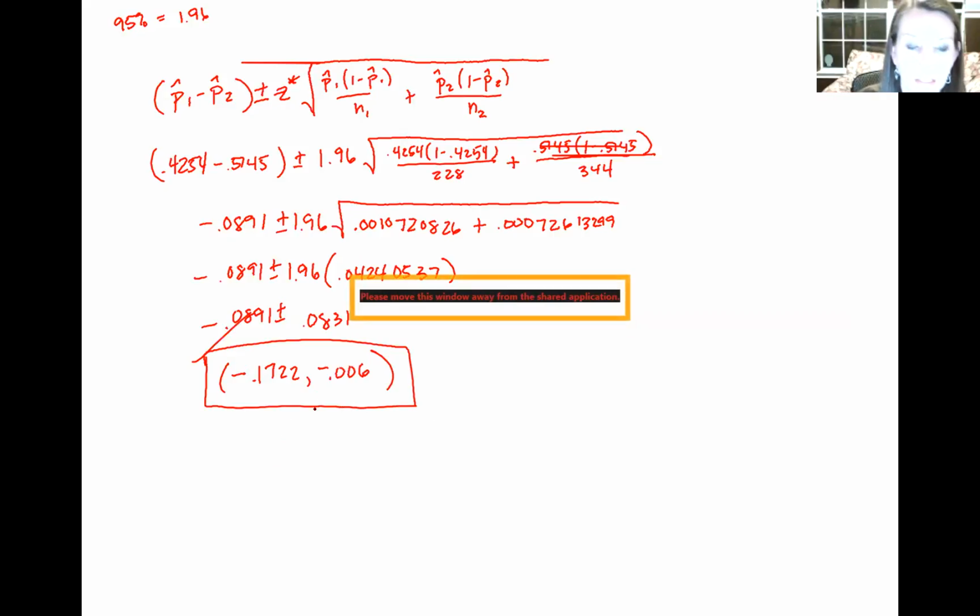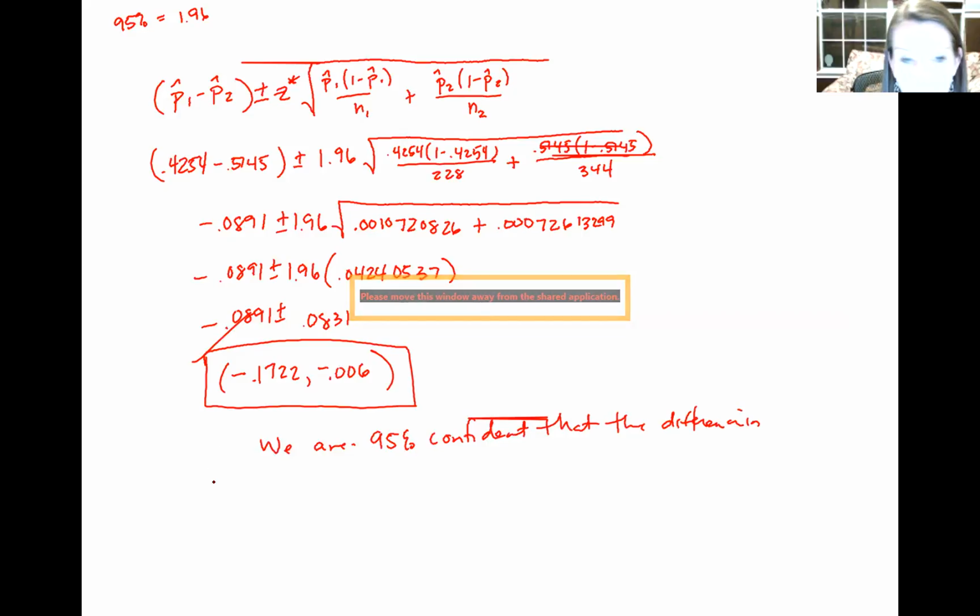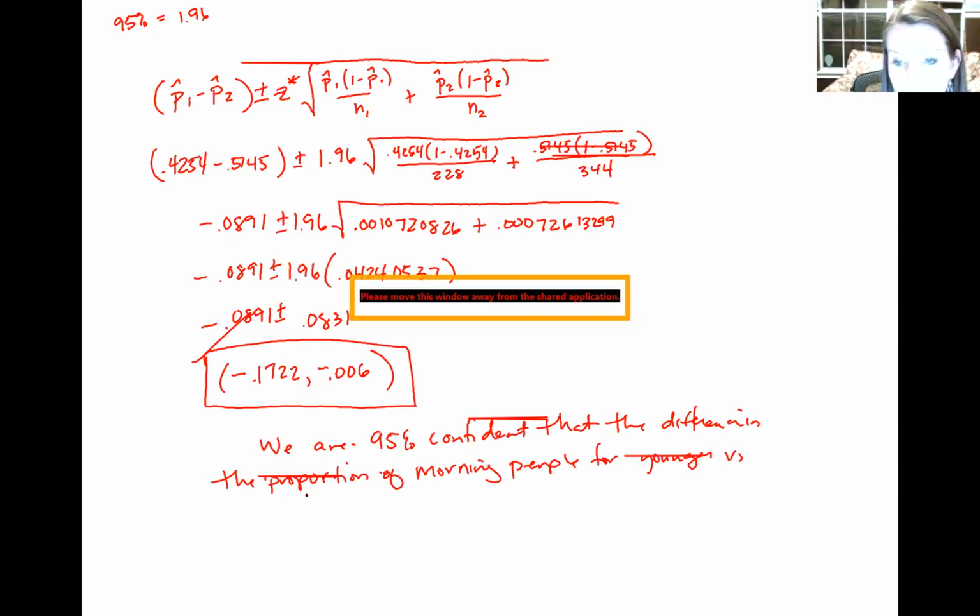So I'm still going to state my sentence about my confidence interval. So we'd say we are 95% confident that the difference in the proportion of morning people for younger versus older ages is between negative 0.1722 and negative 0.006.